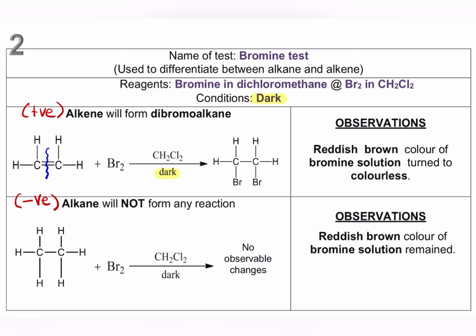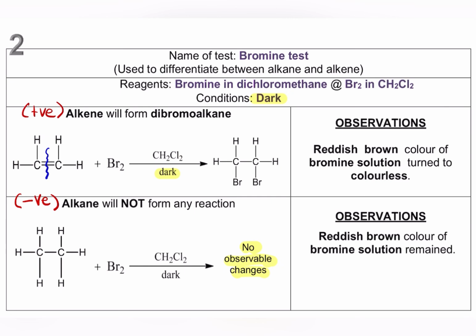And next, the observation for bromine test is reddish brown color of bromine solution turn to colorless. I hope all of you already knew that the color of bromine solution is reddish brown. So once you got the positive result, the reddish brown solution will turn to colorless. And for the negative result for alkane, you got here ethane plus Br2, put the chemical equation with the correct reagent and condition as before, but for the negative result, you have to put the term no observable changes because you cannot see any changes during this reaction.